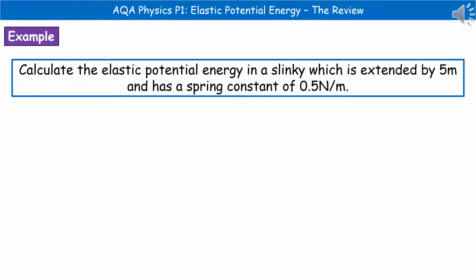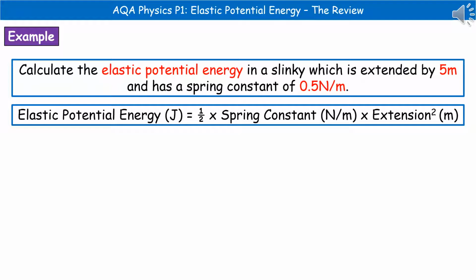To give you an example of the kind of question that could come up on your exam, there's one here. Calculate the elastic potential energy in a slinky which is extended by 5 meters and has a spring constant of 0.5 newtons per meter. As always in our calculation questions, the first thing we need to do is highlight, circle or underline the important bits of information in the question.